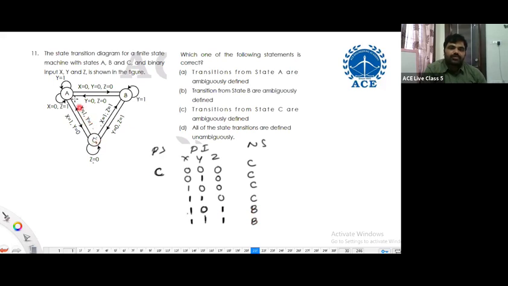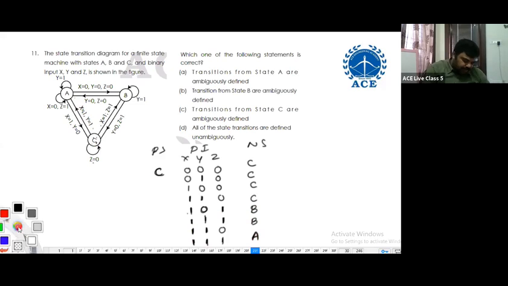Another condition from C itself, X equals to 1, Y equals to 1. The next state is A. So X equals to 1, Y equals to 1. What about Z? Can be 0, can be 1. What is the next state? It is A.